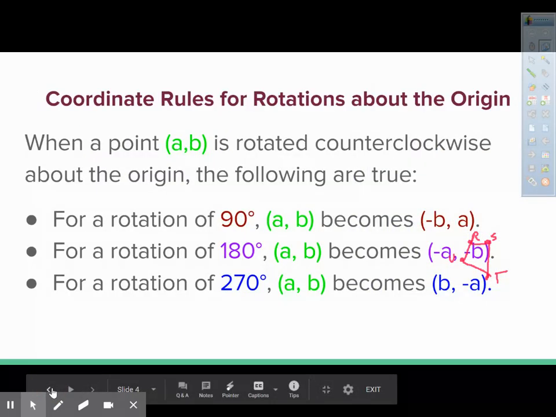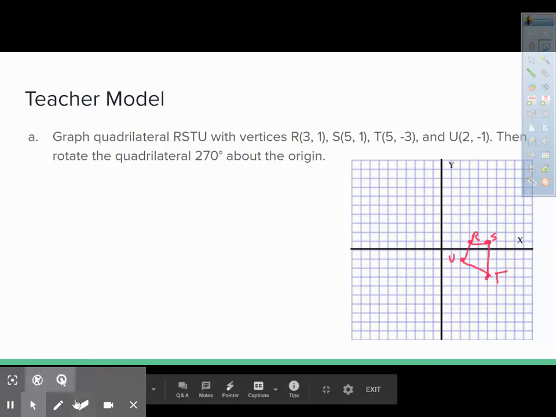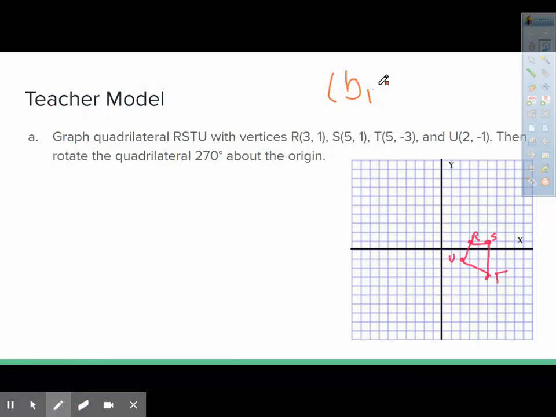270 degrees is B, comma, negative A. Okay, so I'm going to write that up here, B, comma, opposite of A. So what this tells me is I need to change the sign of X and I need to flip them. So it's up to you what you want to do first. You can either flip them first, then change the sign, or you can go through here and change the signs first and then flip them.